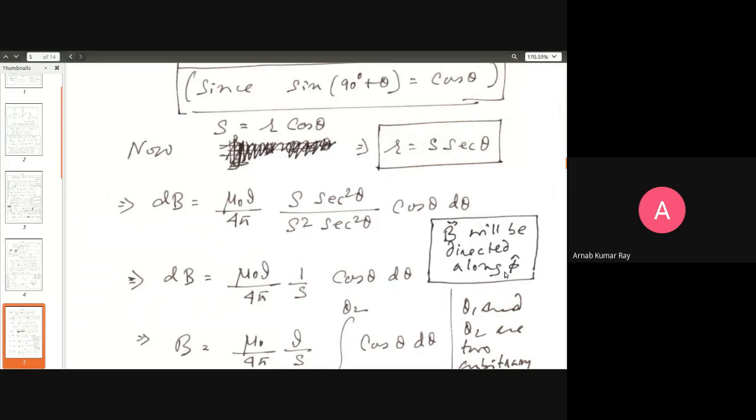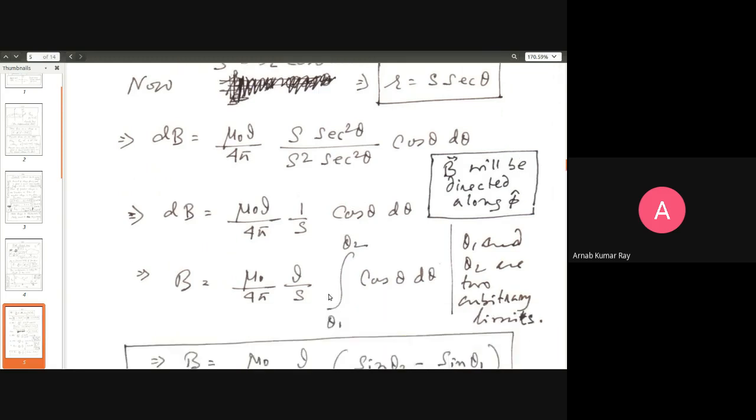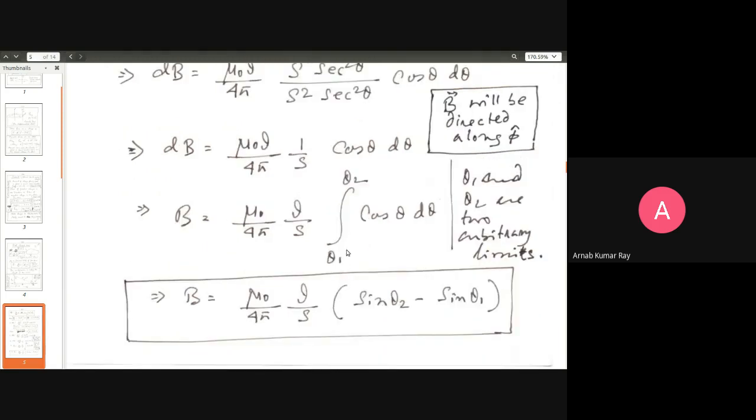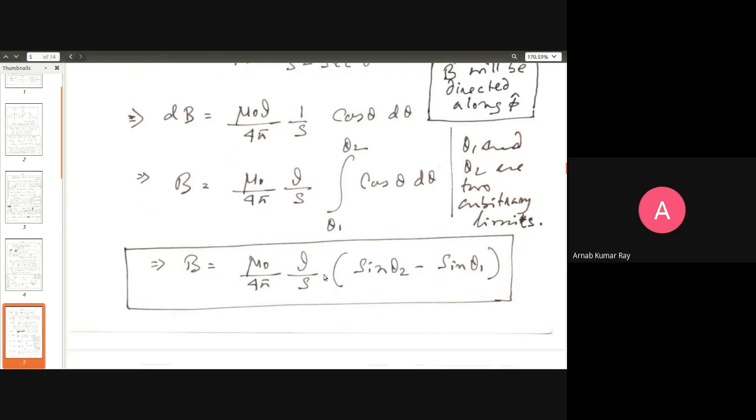B will be directed along phi cap. I'll come to that point shortly. For the time being, let's just worry about this part. Cos theta. So I can now integrate between two arbitrary limits, theta 1 and theta 2. Integral will give us B here on the left hand side, and on the right hand side I'll get mu naught I by 4 pi s, and then this will go from theta 1 to theta 2. So integral of cos theta will be sine theta. So sine theta 2 minus sine theta 1, mu naught I by 4 pi s, sine theta 2 minus sine theta 1.